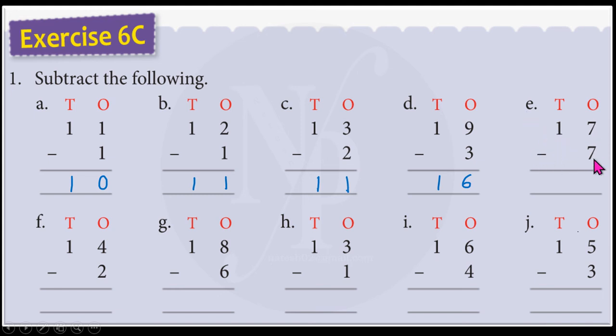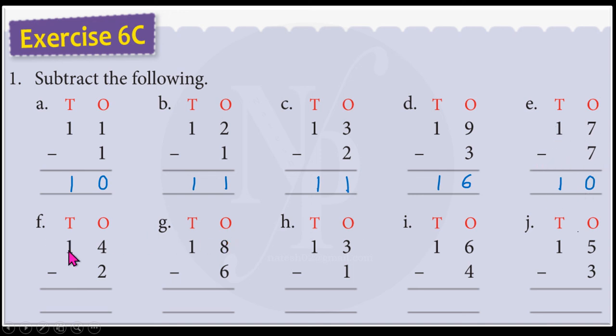Coming to E, 17 minus 7. Here we subtract 7 from 7. We get 0. 7 minus 7 is 0. And here in tens column, 1 minus 0 is 1. So we write 1 here. Therefore, 17 minus 7 is equal to 10.